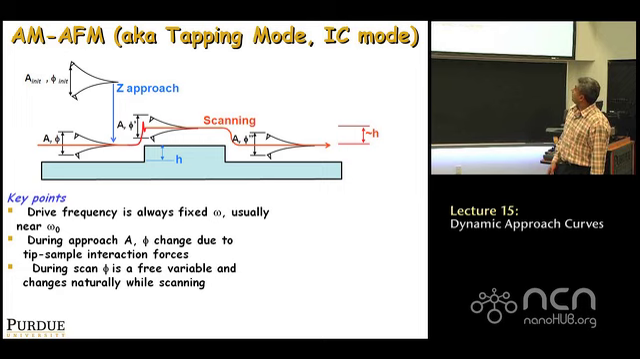Once you bring it close to the sample, the amplitude and phase are going to change. Why do they change? Because of tip-sample interaction forces. We've already seen a very simple example. When you linearize the equations of motion, you will change the phase and amplitude because the frequency shifts. So that's why the amplitude and phase would change.